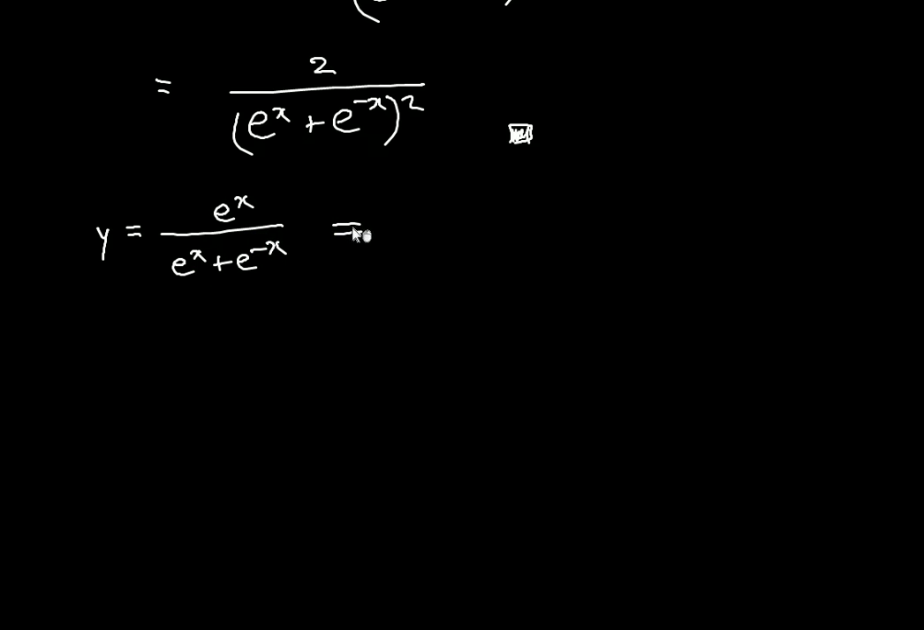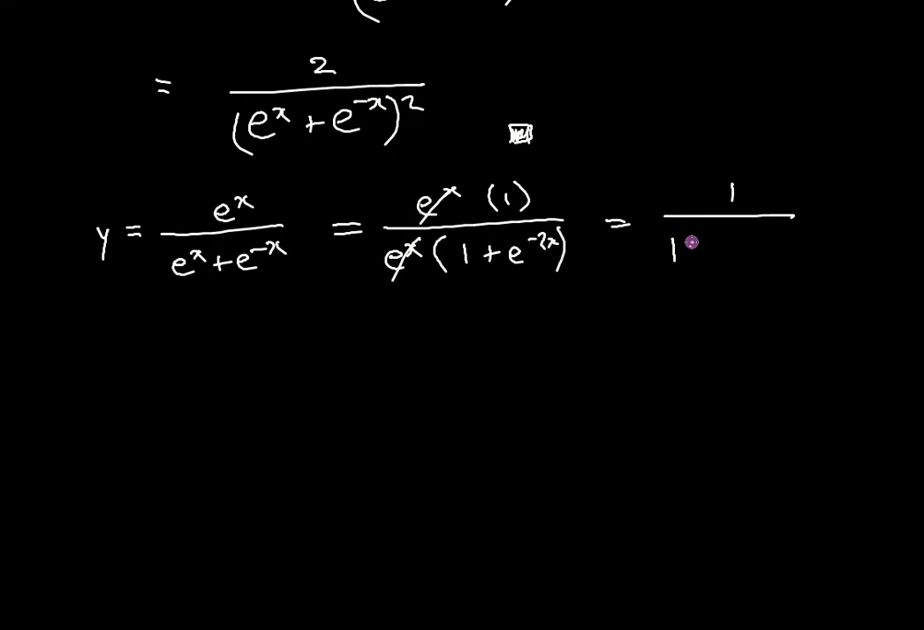Let's simplify this slightly. I can pull out a factor of e to the x here. So this is e to the x times 1 over e to the x times 1 plus e to the minus 2x. And then this is going to cancel here, and this is the same thing as 1 over 1 plus e to the minus 2x. Slightly simpler. Or, even simpler still, this is equal to 1 plus e to the minus 2x to the minus 1.